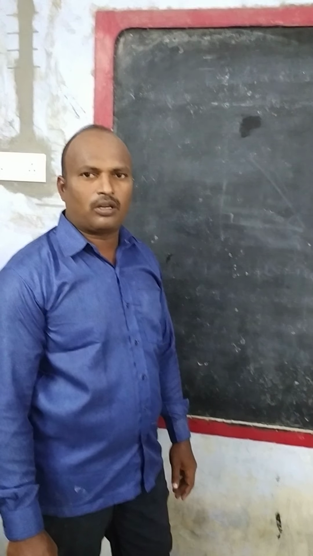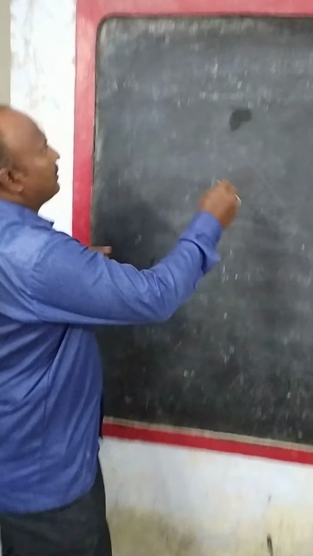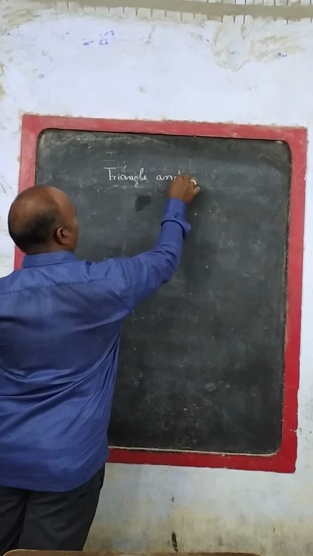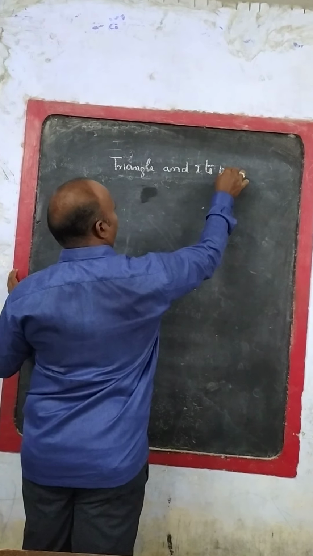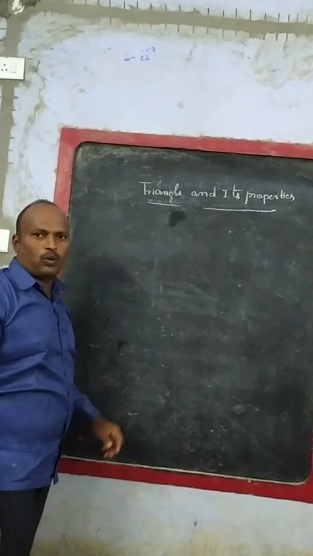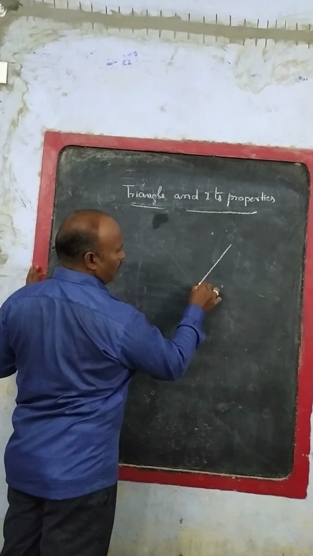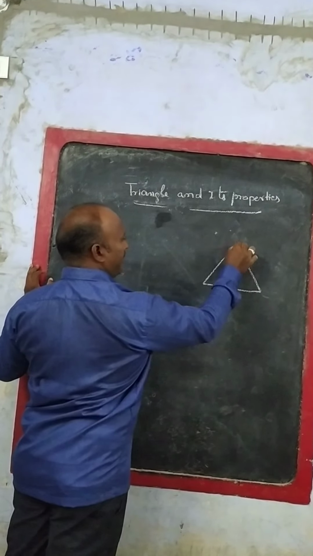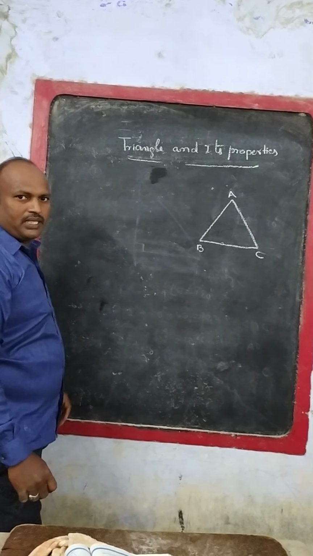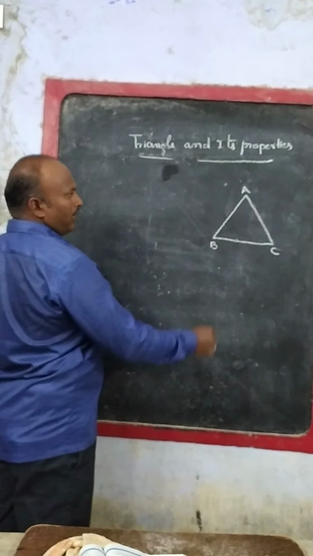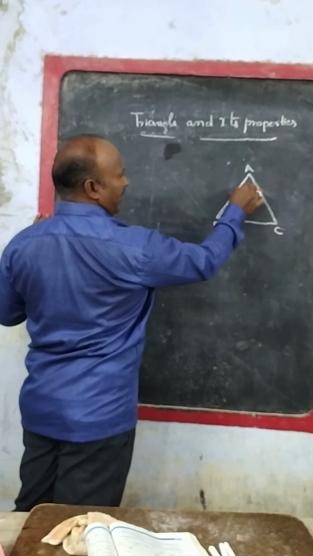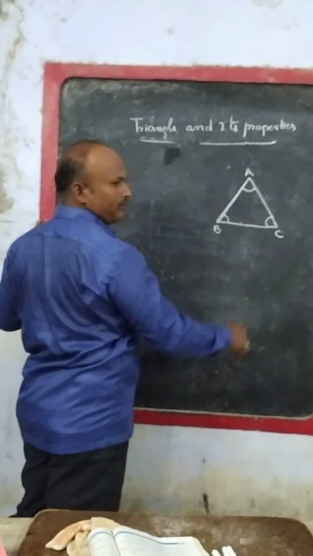Today we have discussed the topic triangle and its properties. How to define a triangle? A simple closed figure bounded by three line segments is called a triangle, named as ABC. Here A, B, C are called the three vertices of a triangle. A triangle has six parts, namely three sides AB, BC, AC, and three angles, angle A, angle B, angle C.